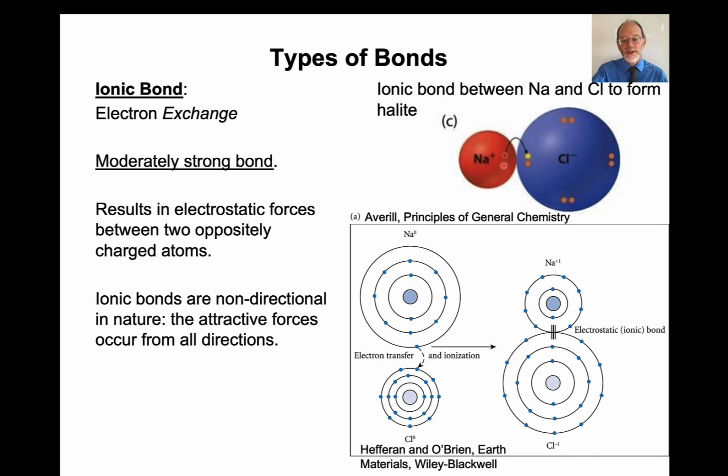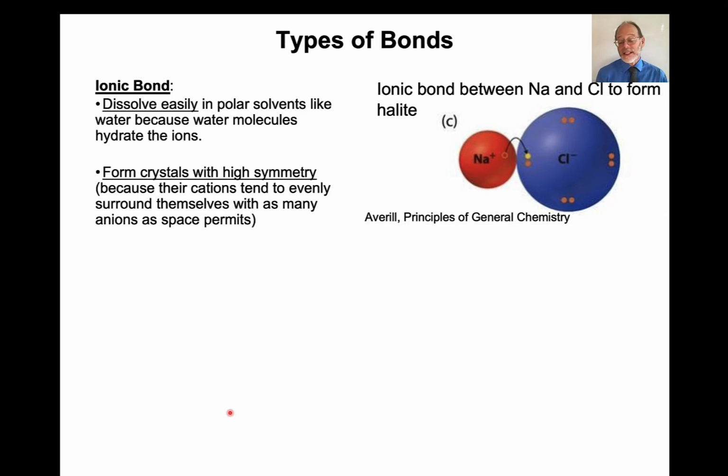So here's the same thing. Here, sodium donates an electron and gets smaller. Chlorine takes up an electron, gets bigger, and it forms this ionic bond. Ionic bonds form salts that dissolve easily in polar solvents like water. And they tend to form crystals with very high symmetry, and that's because the cations tend to surround themselves pretty evenly with the number of anions.